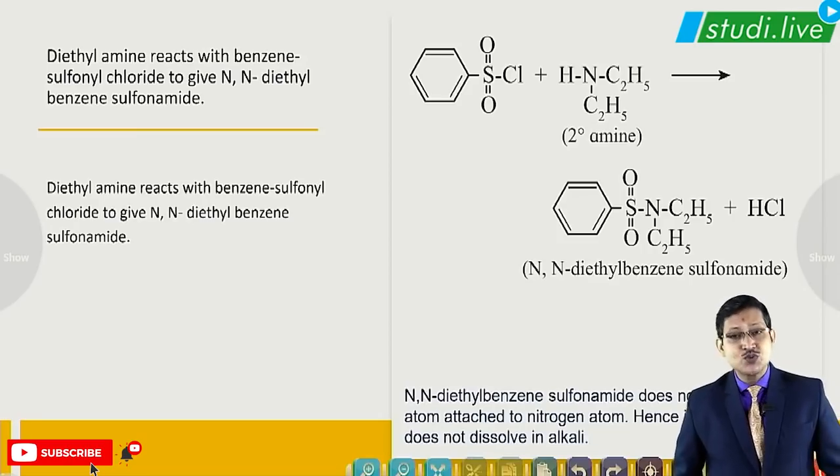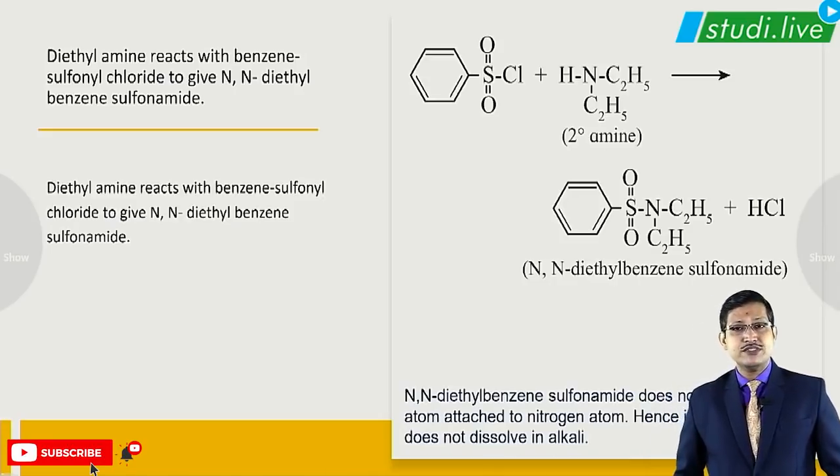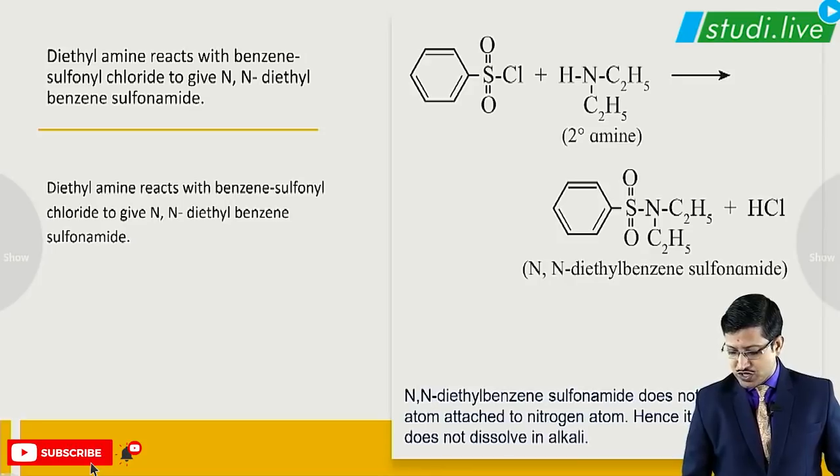Next, then, what happens with secondary amines? Now for secondary amines, now this is C2H5, C2H5NH.